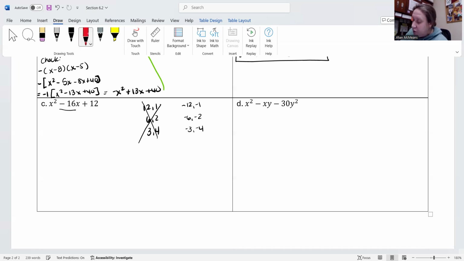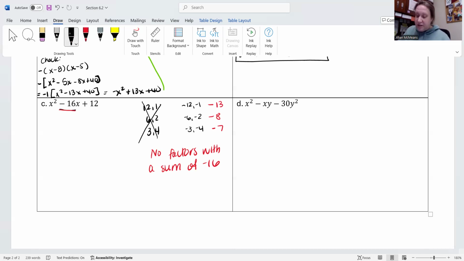Well, -12 and -1 have a sum of -13. -6 and -2 have a sum of -8. -3 and -4 have a sum of -7. But all of this is problematic because we need a sum of -16. So there are no factors with a sum of -16. So what does that mean? Well, if there are no factors of the constant that add to be the coefficient of x, we have to say that that quadratic trinomial is prime.